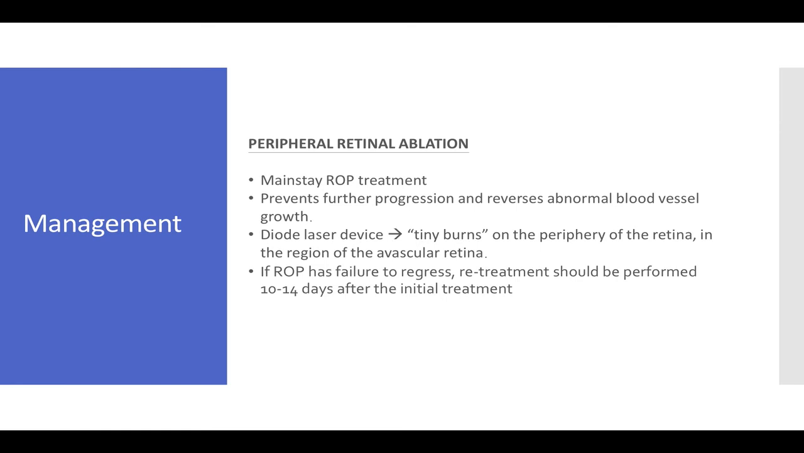Management. Peripheral retinal ablation. The most common treatment used in ROP is laser therapy. The goal of this is to prevent further progression of the retinopathy of prematurity and to help reverse the growth of any abnormal blood vessels that have already formed. This is achieved via the use of a diode laser which creates tiny burns on the periphery of the retina, in the region of the avascular retina.